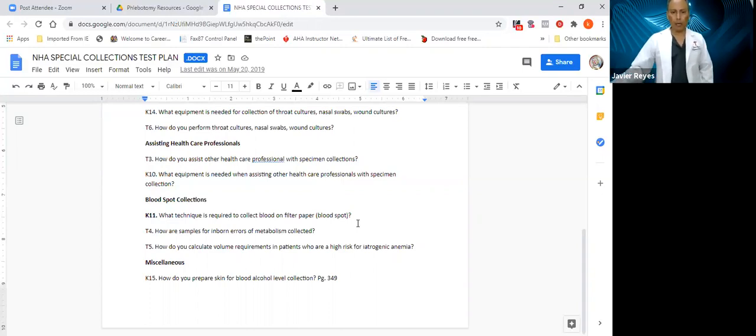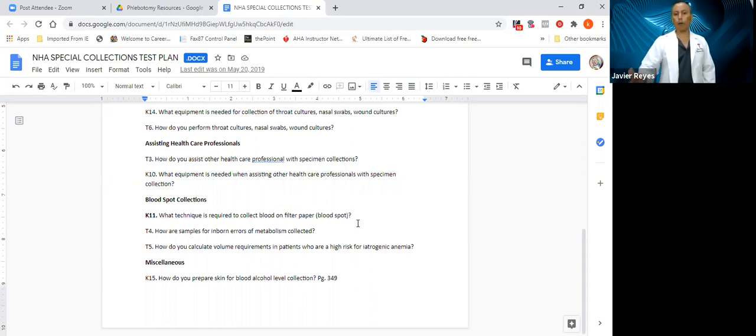Anyways. The next question, how do you calculate volume requirements in patients who are at high risk for iatrogenic anemia? What is iatrogenic anemia? This is the type of anemia that patients develop after multiple blood collections, okay? Iatrogenic anemia. You have to know this word because you're probably going to see it in the exam, all right? So this is anemia caused by multiple samples. If you have a patient that goes to one doctor and they draw blood, and then goes to another doctor and they want to get their samples too, and so on, by the time you know it, this person has developed iatrogenic anemia, okay? And normally, when you're in a hospital, you can keep track of the amount of blood that a person has been given through logs, okay?